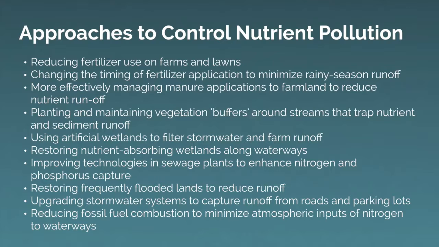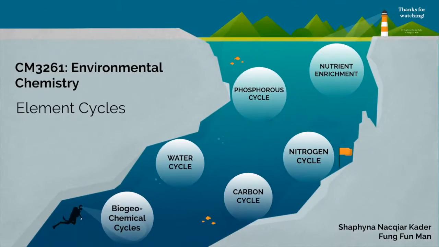Examples include reducing fertilizer use on farms and lawns, changing the timing of fertilizer application to minimize rainy season runoff, more effectively managing manure applications to farmland to reduce nutrient runoff, planting and maintaining vegetation buffers around streams that trap nutrient and sediment runoff, using artificial wetlands to filter stormwater and farm runoff, restoring nutrient-absorbing wetlands along waterways, improving technologies in sewage plants to enhance nitrogen and phosphorus capture, restoring frequently flooded lands to reduce runoff, upgrading stormwater systems to capture runoff from roads and parking lots, reducing fossil fuel combustion to minimize atmospheric inputs of nitrogens to waterways. And this sums up our portion on nutrient enrichment.